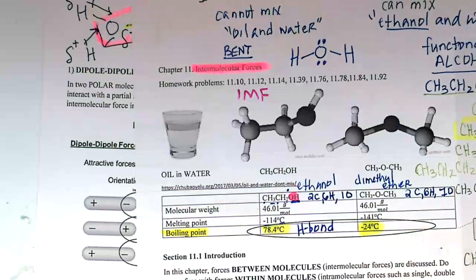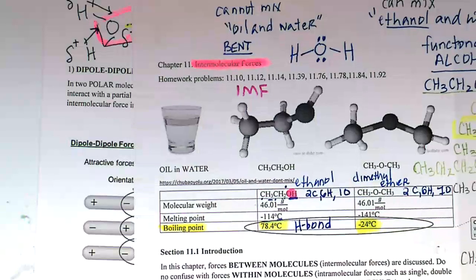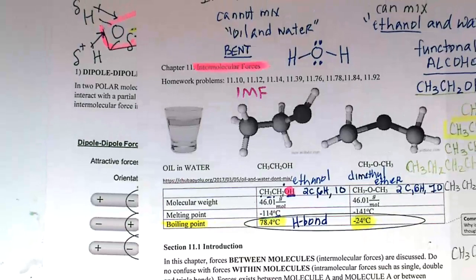So the ethanol, you see that OH? Ethanol can hydrogen bond to another ethanol. It can hydrogen bond to water. Okay, it can hydrogen bond, and it can hydrogen bond to itself. That is its main IMF, or intermolecular force.